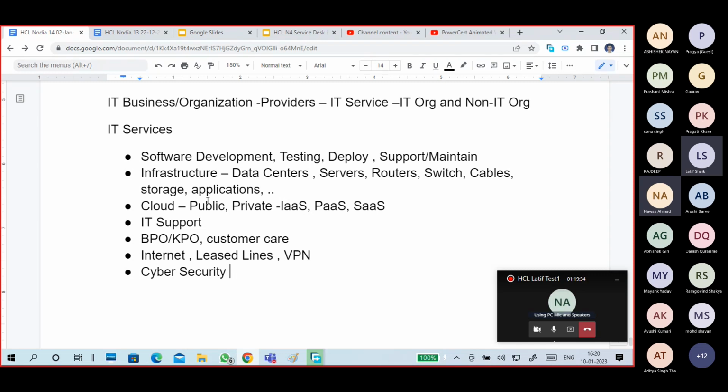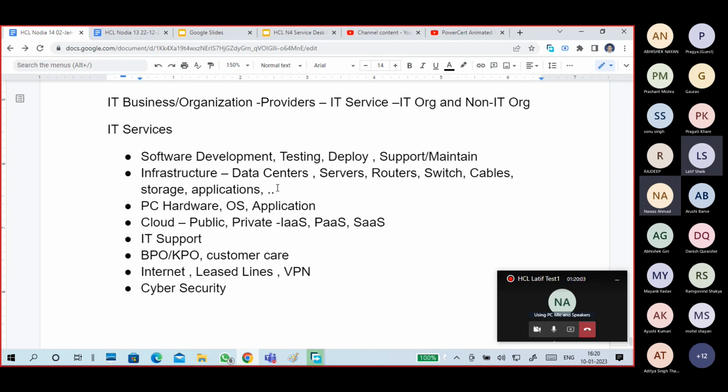Who is giving this internet service? IT company. Who gave this computer? The computer hardware, networking, that point is also there. PC hardware is there, monitors are there, operating system is there, right? PC hardware components, operating system, applications. These are all also there. It is also an IT company's services only.